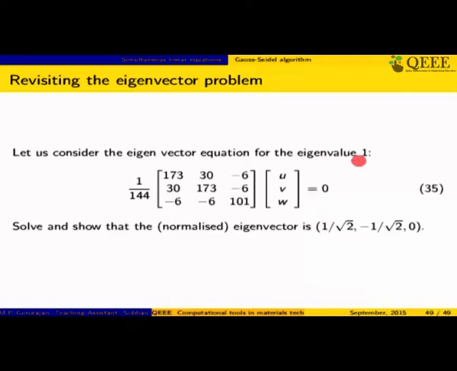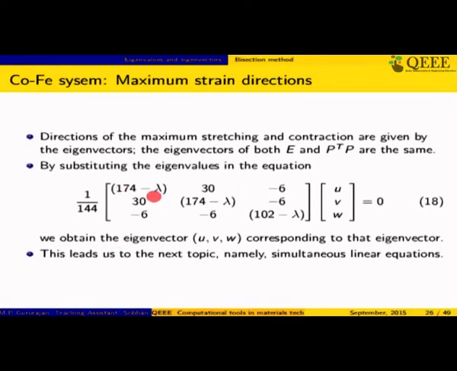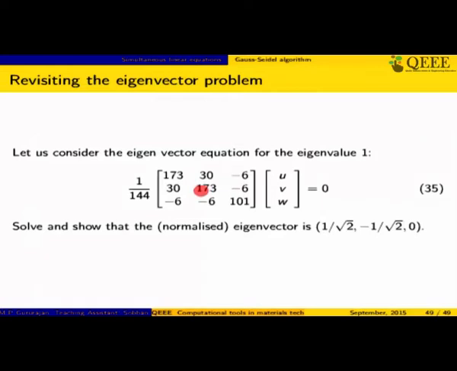Why is this 0? Because we have chosen an eigenvalue of 1, so it is 174 minus lambda, 174 minus lambda, 102 minus lambda. Lambda is 1. So it becomes 173, 173, 101, 30 minus 6, 30 minus 6, minus 6, minus 6, multiplying UVW equal to 0, right? That is basically the value that you found, right? So we have the equation now. This is the equation where we started talking about simultaneous linear equations.